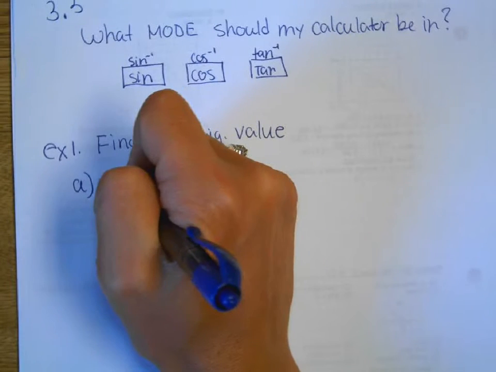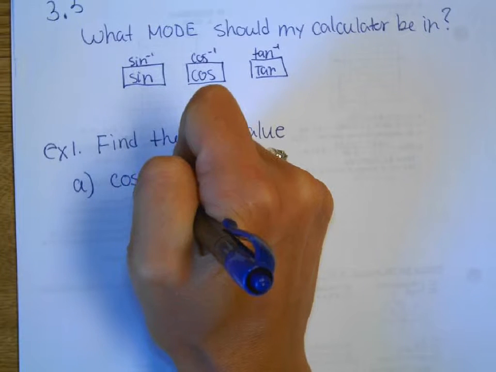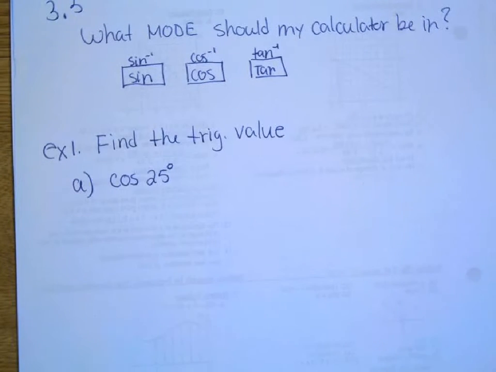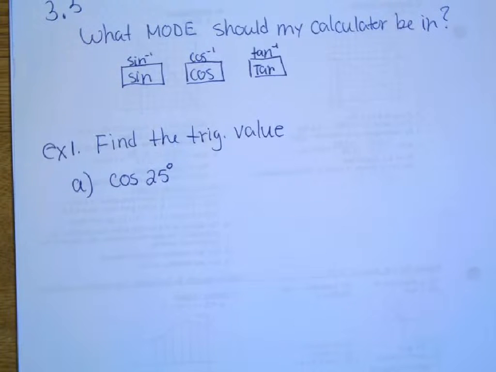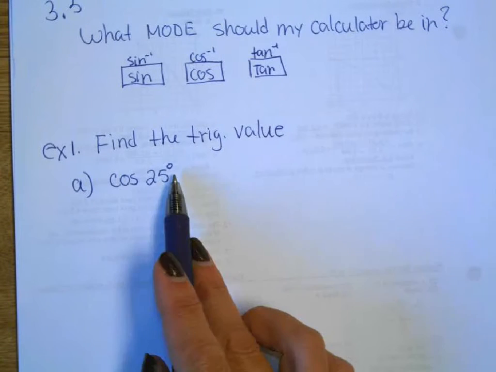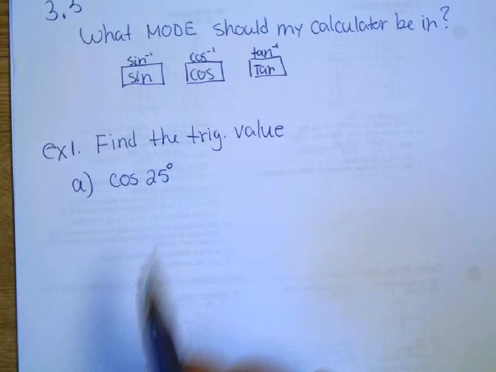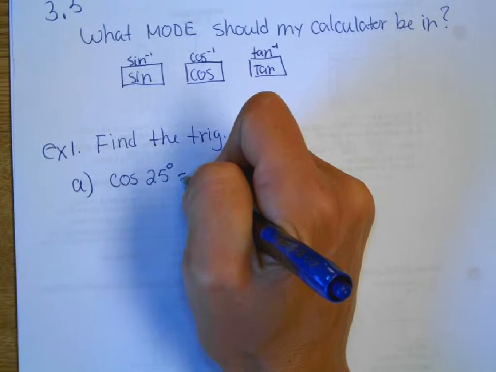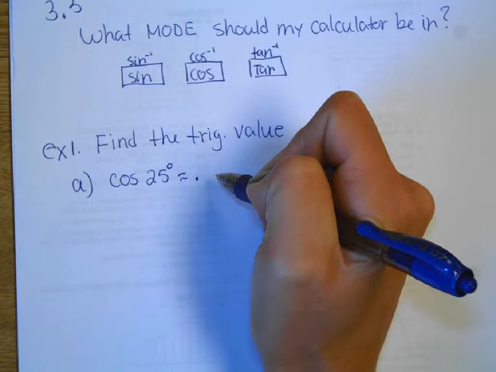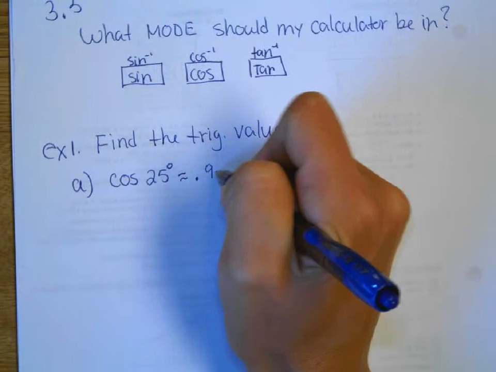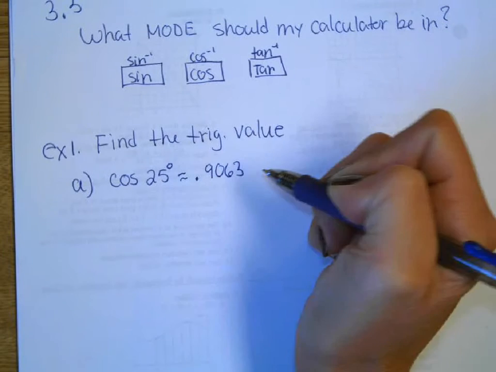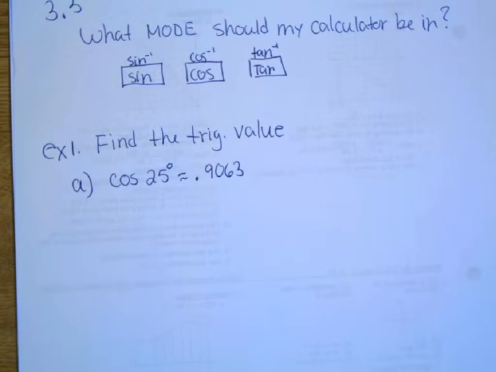First one, if I want the cosine ratio for a 25-degree angle, I'm obviously going to be touching the cosine button, so I need to care what mode I'm in. What mode should I be in? Degree. What's telling you that? This angle is in degrees, so you better be in degree mode. And then it's just a matter of typing it in. Not a problem. What is this ratio? Let's go 4 places on the ratios. 0.906.